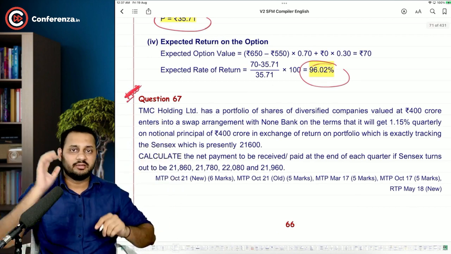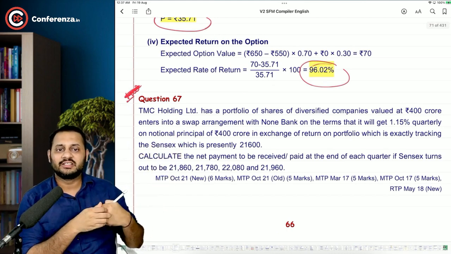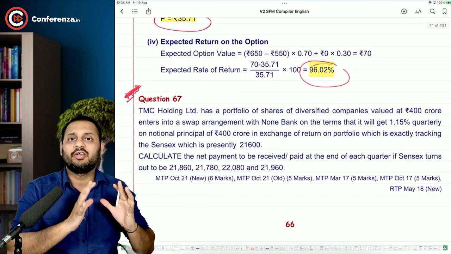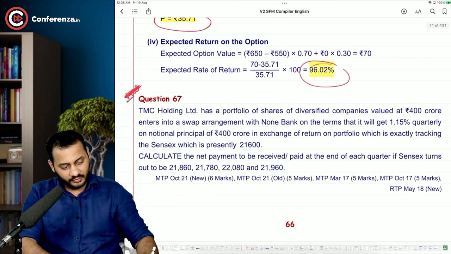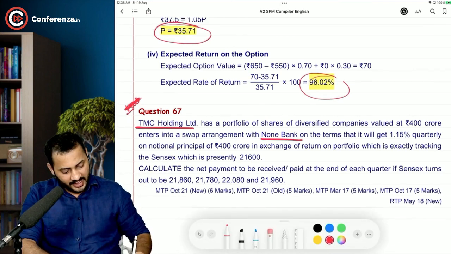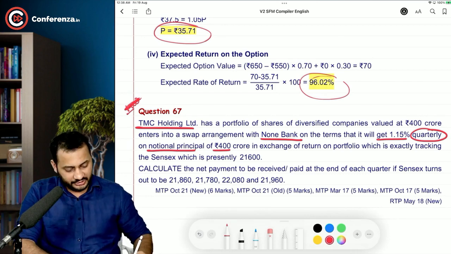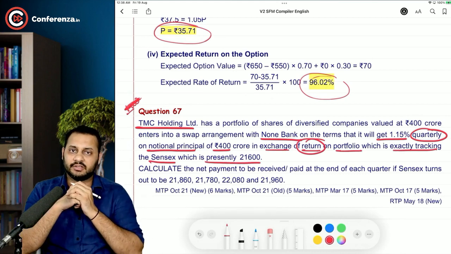TMC Holding Limited, this is from the derivatives chapter, has a portfolio of shares of diversified companies valued at 400 crore. It enters into a swap arrangement with a non-bank on the terms that it will get 1.15% quarterly on notional principal of 400 crore in exchange of the return on the portfolio, which is exactly tracking the Sensex, which is presently 21,600.